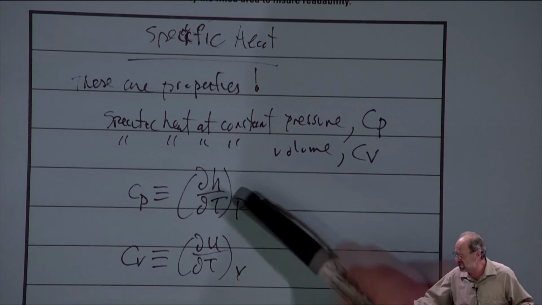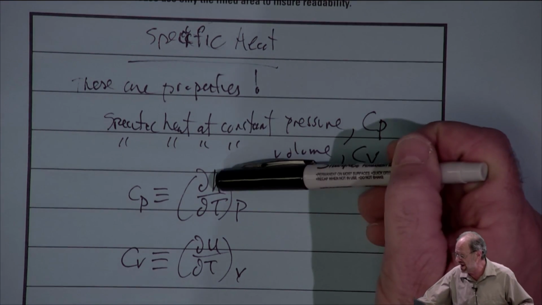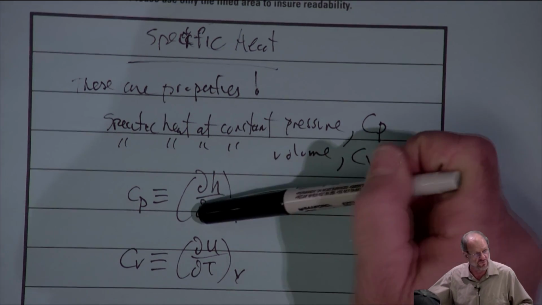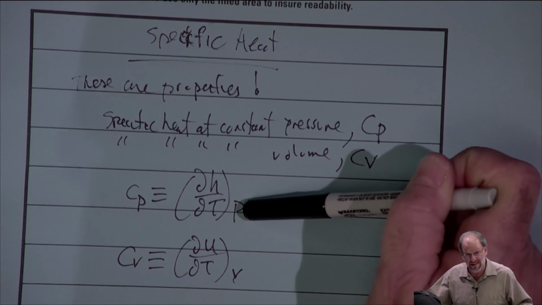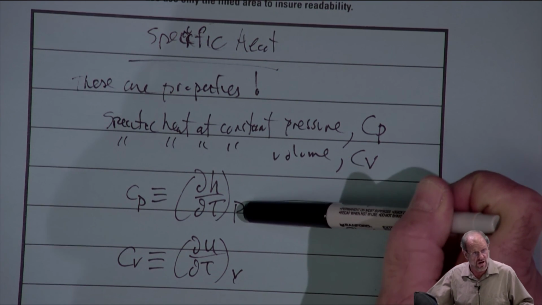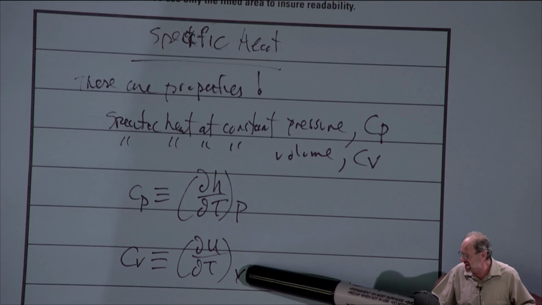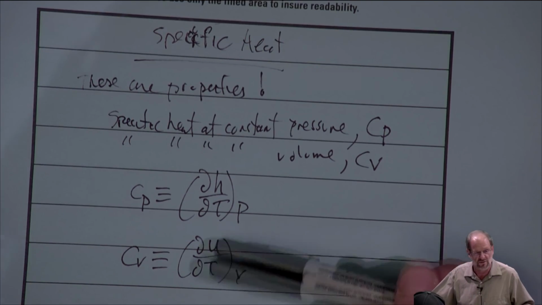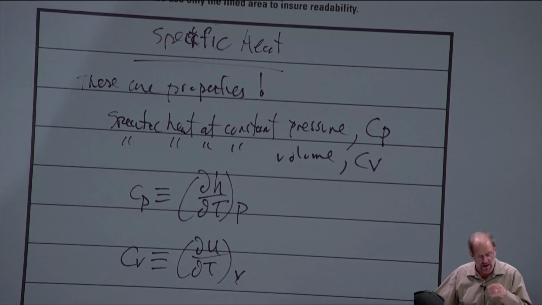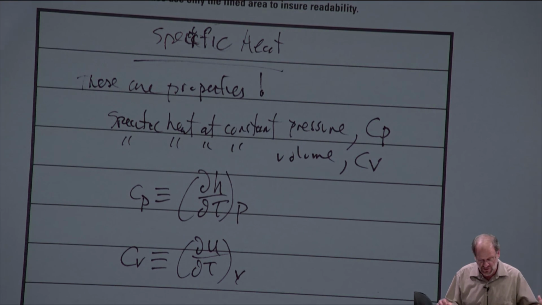When you write a partial derivative like this, that means we're taking the derivative of one variable with respect to another, holding this third variable constant, right? For specific heat at constant volume, we're taking the partial of U with respect to T, but we're holding the volume constant. So that's why we call these specific heat at constant volume or constant pressure.